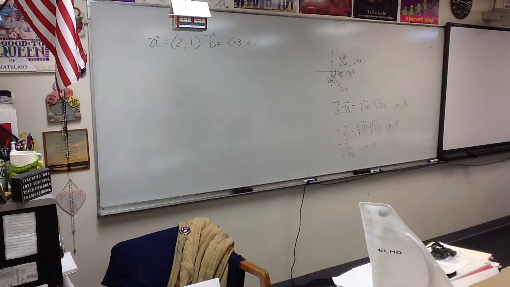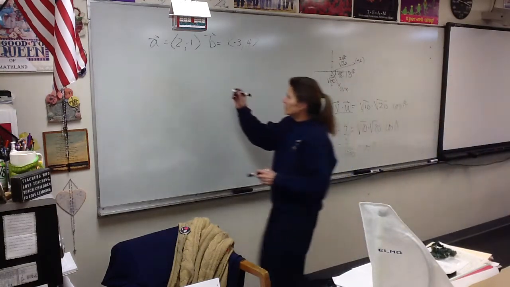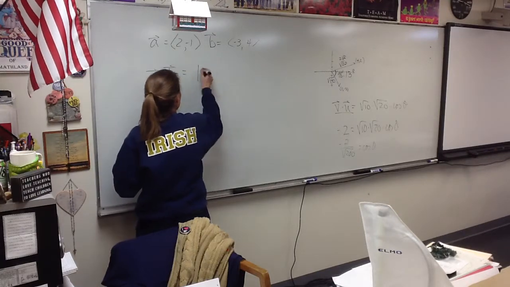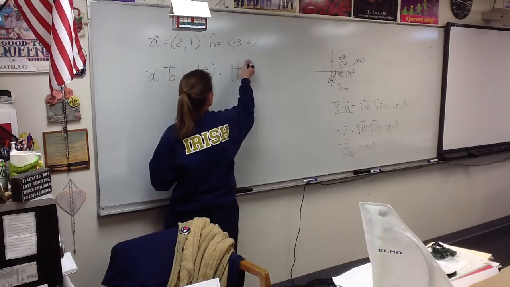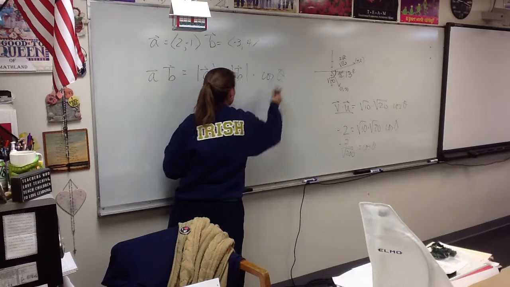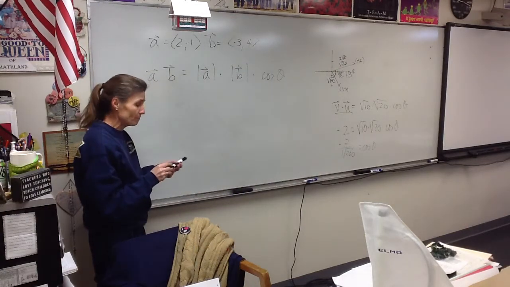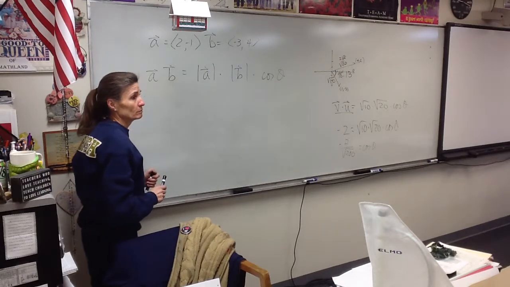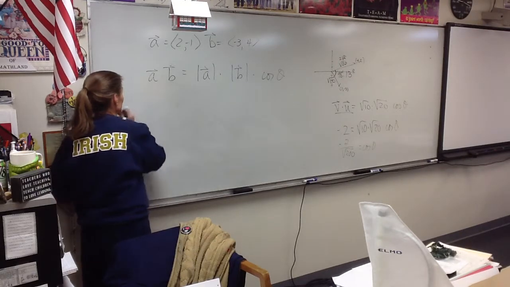Magnitude times cosine. So here we go. Dot product equals the magnitude of the first times the magnitude of the second times the cosine of the angle between them. Fill in what you know. What do I know?